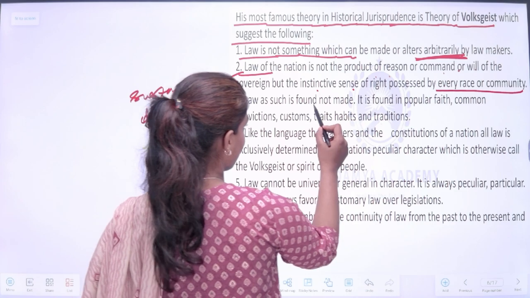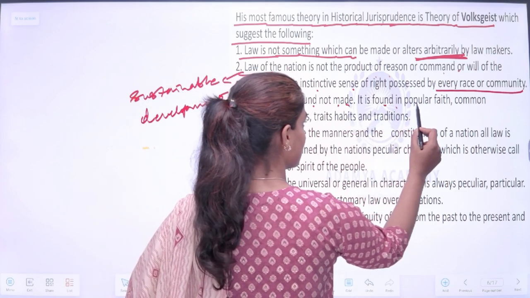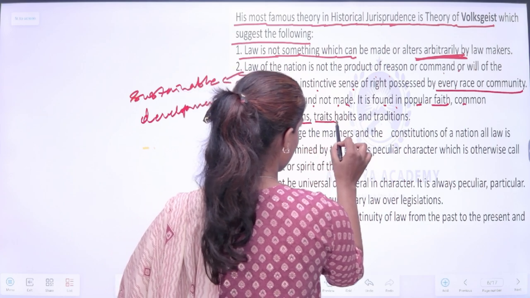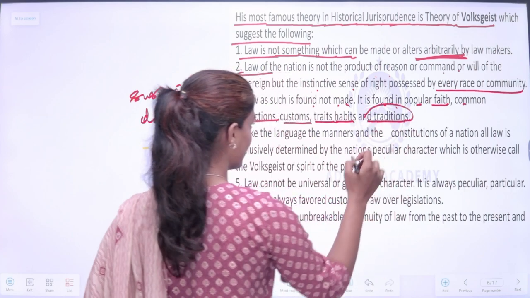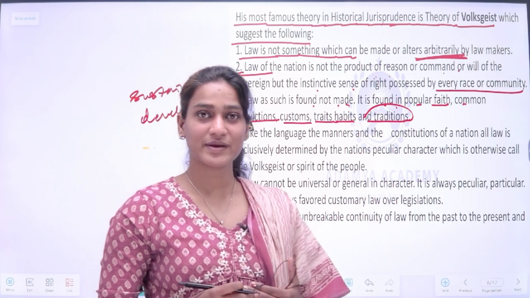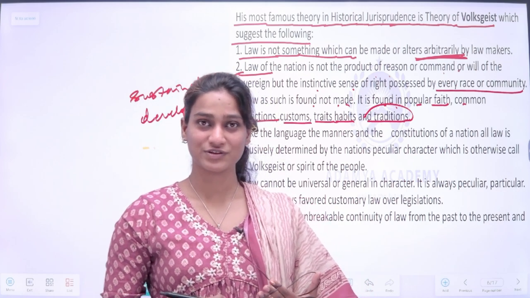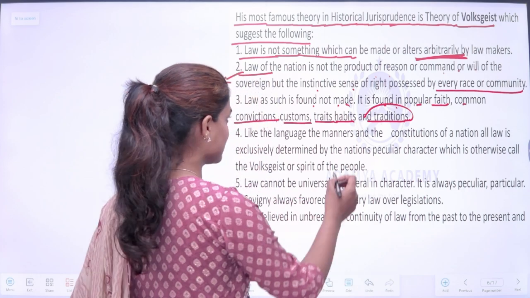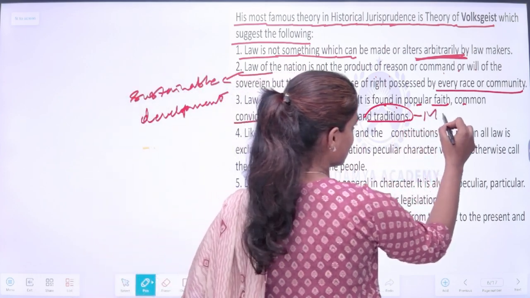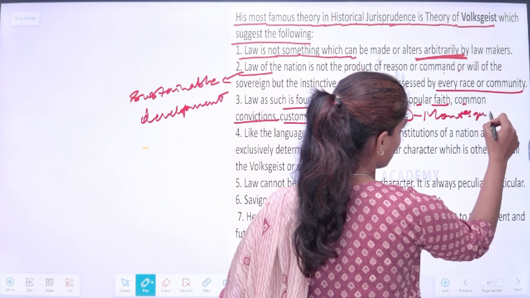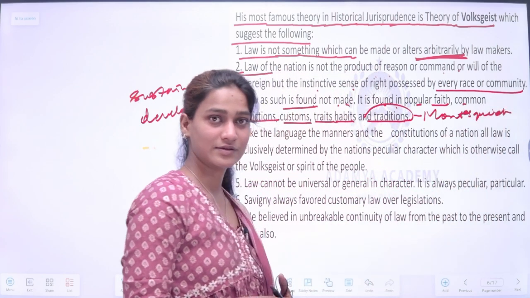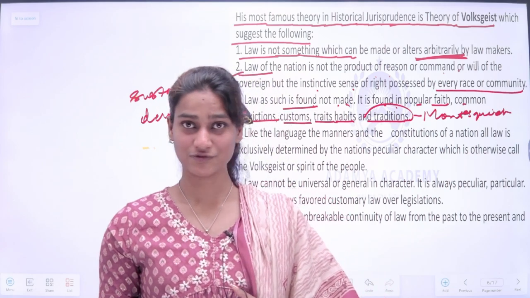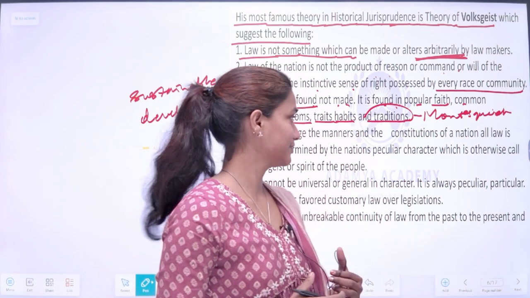Law as such is found, not made. It is found in popular faith, common convictions, customs, traits, habits and traditions. This is the basic idea of what historical school of jurisprudence has to say, and the same has been propounded by Montesquieu. So Savigny has taken further the idea of Montesquieu that law is found, it is not made.